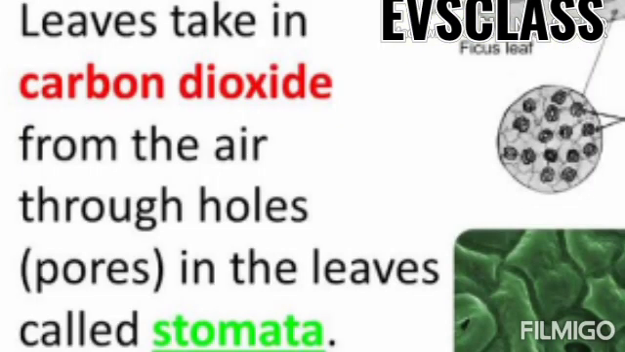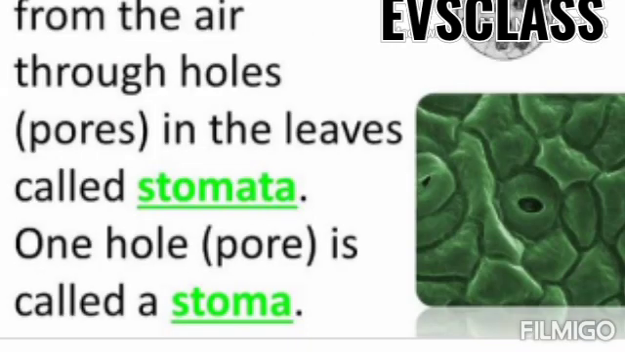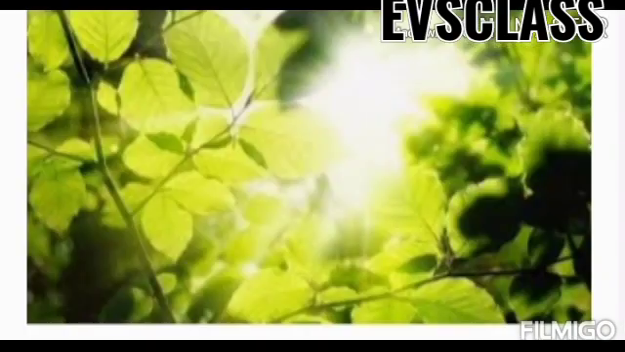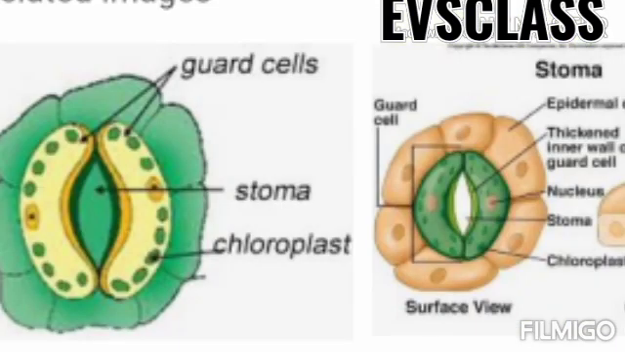So, students, leaves take in carbon dioxide from the air through holes, small pores, as I told earlier, present in the leaves, called stomata. So what will the picture be? Guard cells are present there, and the stoma and chloroplast. So that's all for today's class, students.